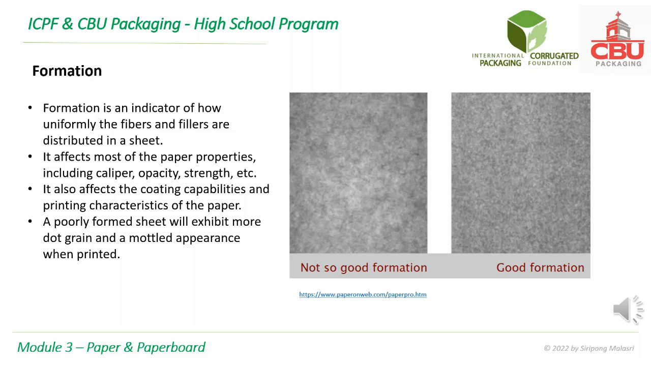Formation is an indicator of how uniformly the fibers and fillers are distributed in a sheet. It affects most of the paper properties, including caliper, opacity, strength, etc. It also affects the coating capabilities and printing characteristics of the paper. A poorly formed sheet will exhibit more dot gain and a mottled appearance when printed.